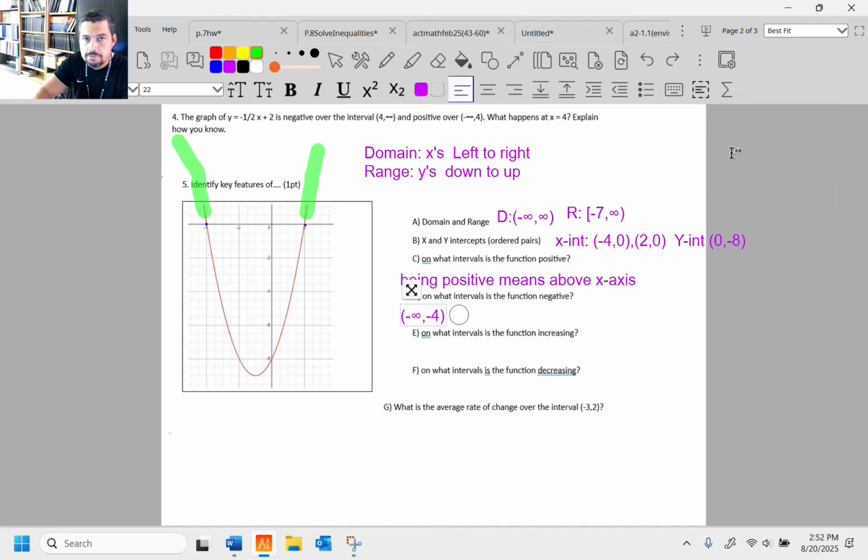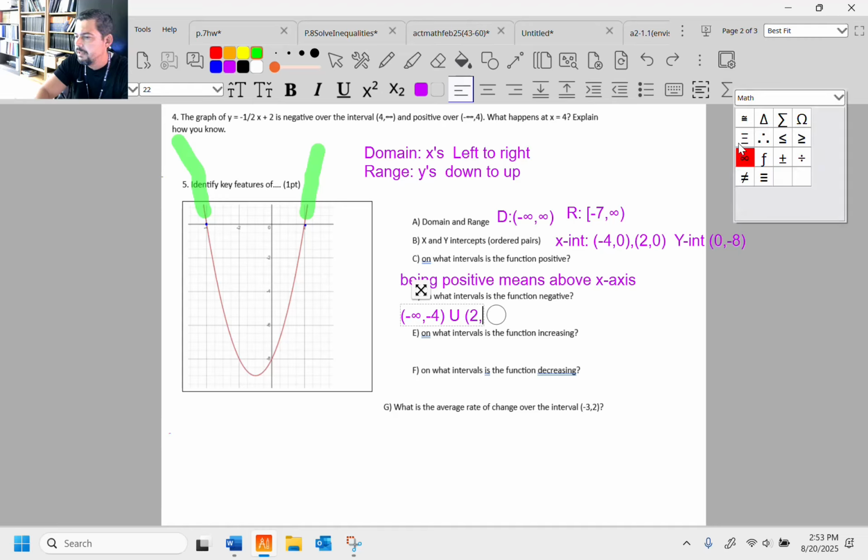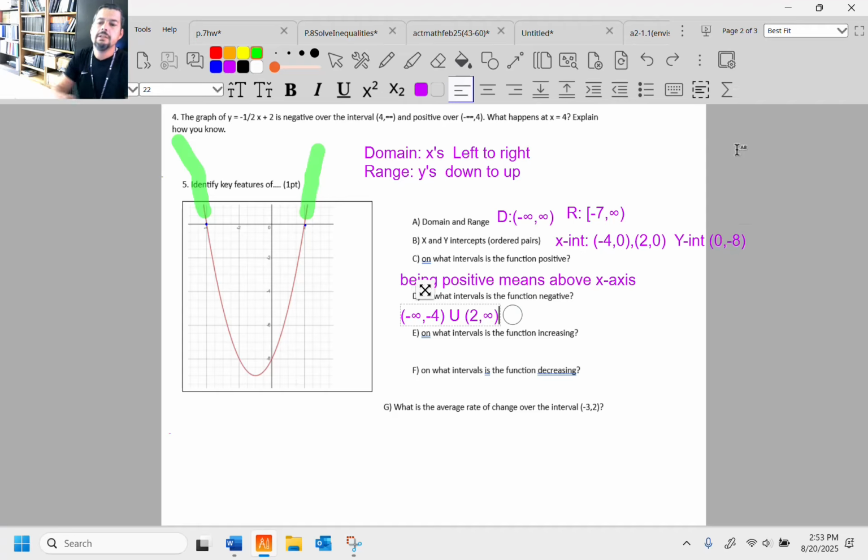And I'm going to use parentheses because it didn't say positive or 0. 0 is something else. 0 has no sign. Unioned with, I don't know if I've talked to you guys about the U or not, union with 2 to infinity. Very possible in some classes I have and some I haven't. But I'm either this one and I'm that one. So union with.